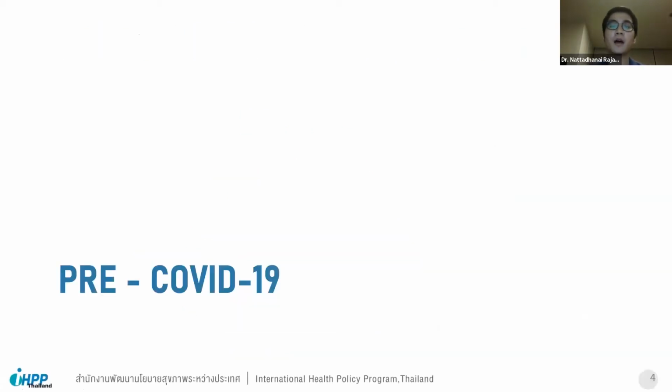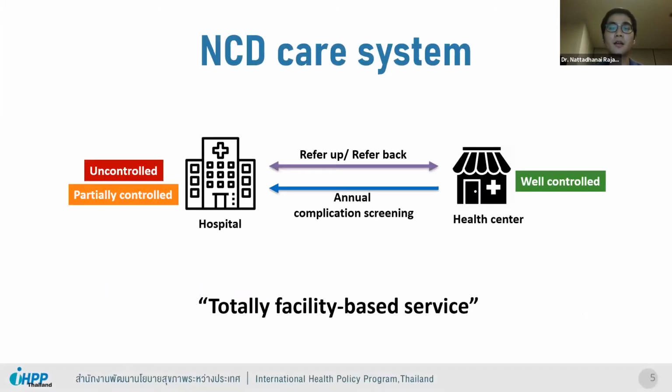First, I will show you how NCD care has been organized before COVID-19. In Thailand, the NCD care system is totally facility-based service. The site of patient treatment is based on their status. Uncontrolled and partially controlled patients are treated at hospital, while controlled patients are treated at health center. Patients can be referred up, back, and through hospital and health center depending on their status. Additionally, every year, patients will need to go to hospital for complication screening.